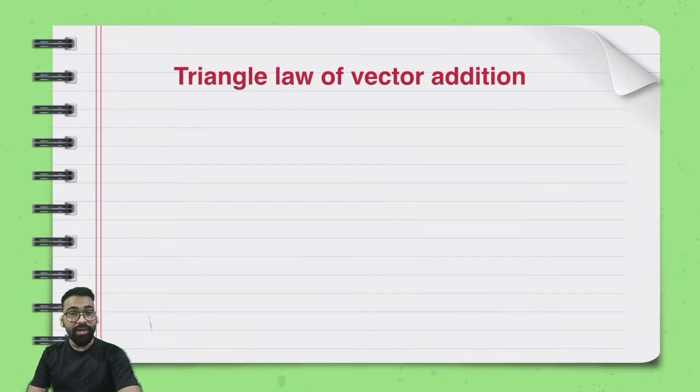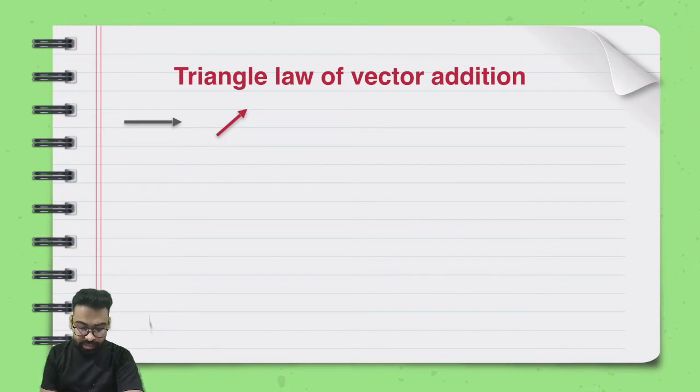we are talking about the triangle law of vector addition. Now what exactly lies here? I will say that if, let us say, there are two vectors given to you. I hope everybody can see that there is this grayish vector, there is this maroonish vector. Let us say we call these vectors A and B.